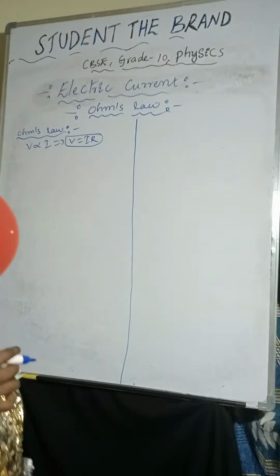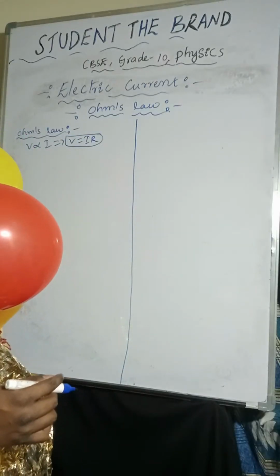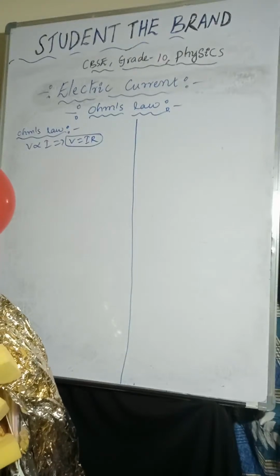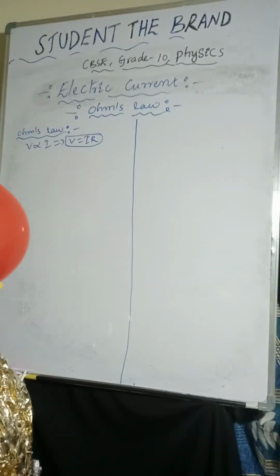Ohm's law is nothing but potential difference across the ends of the given metallic conductor is directly proportional to current flowing through it. V is directly proportional to I, V equal to IR. Okay.